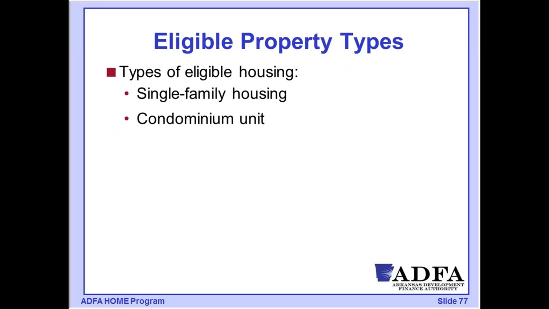For eligible property types, it's single-family housing and would also include condominium units. So as part of your documentation for your program, you would need to be able to document in each file the type of housing unit that's being addressed.